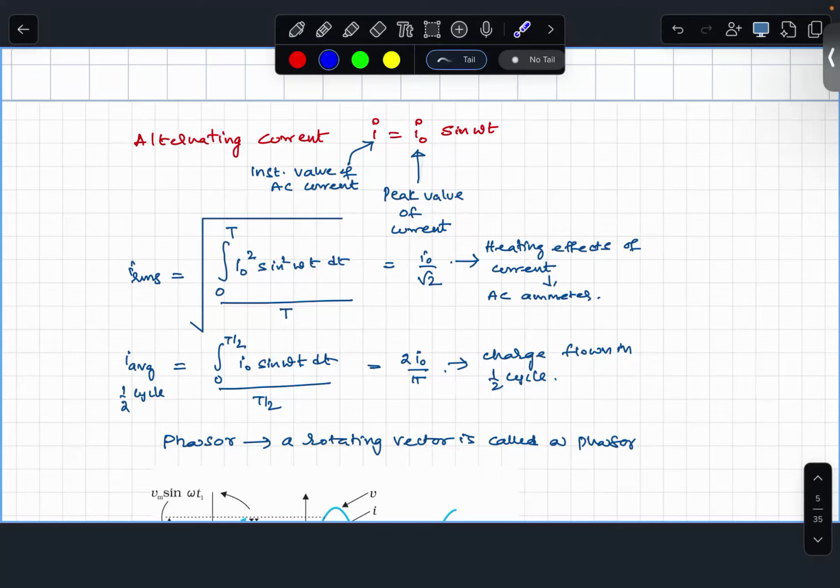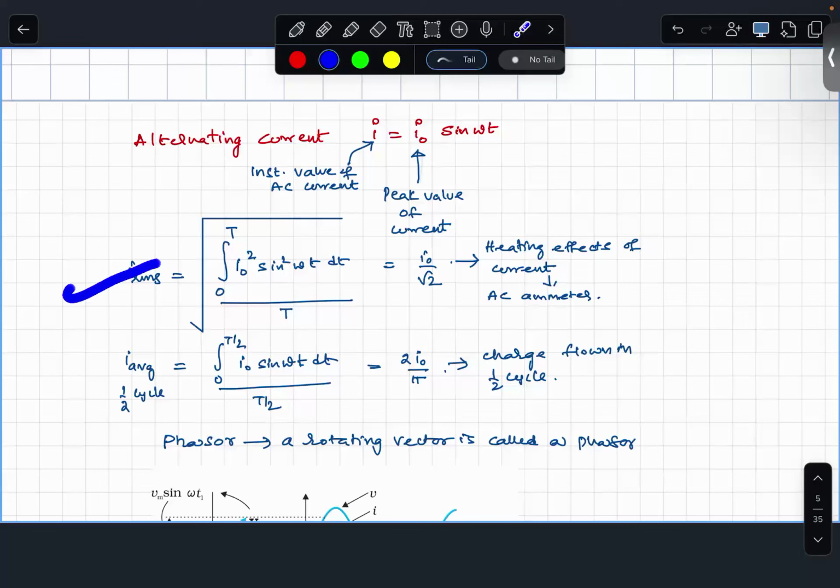Any doubt till this point? Okay, so I have introduced the AC. I have introduced you to the different values.